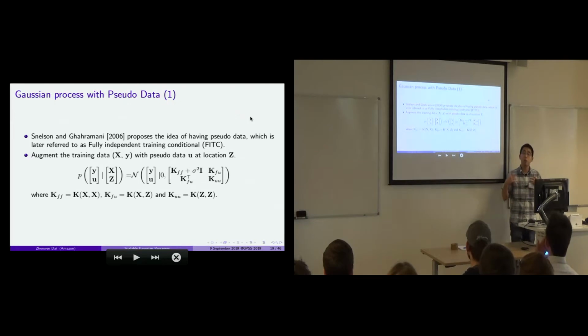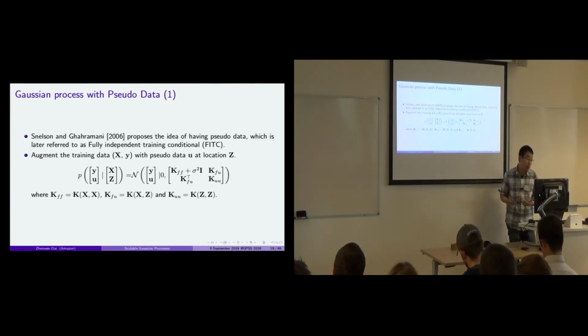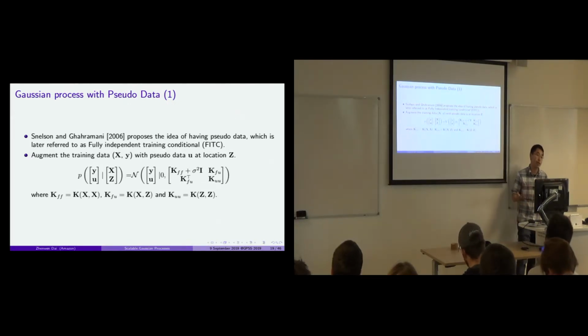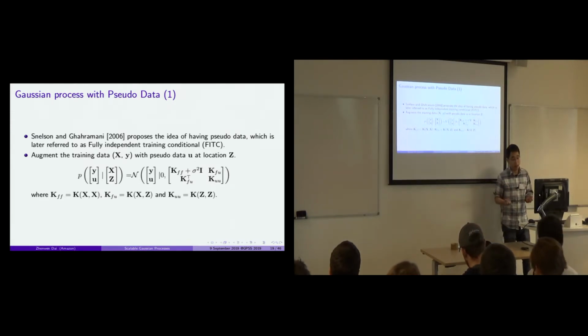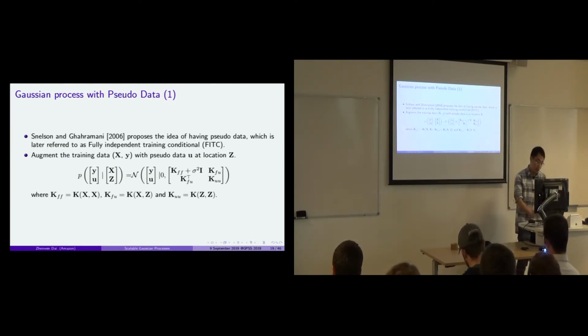Later, people then tried to tackle the problem. People proposed the idea of pseudo data, and the idea is slightly different. Instead of taking a subset of the true original data set, what about summarizing the information of the original data set into a small number of pseudo data, so that we can use the pseudo data to represent our model, and therefore we can have more efficient computations?